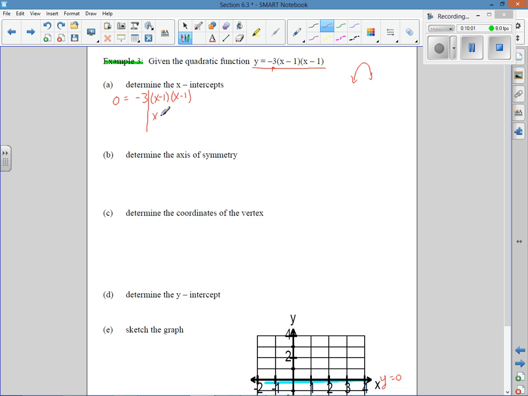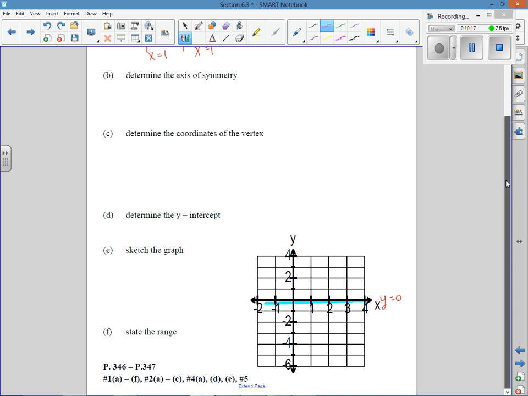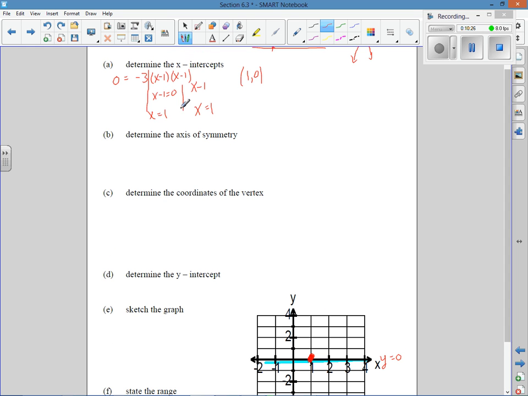We'll concentrate here. x minus 1 equals 0. And now you have the same thing again. x minus 1 equals 0. So x equals 1, x equals 1. So the x-intercept is (1, 0). So it's down here. This is going to be our x-intercept right there. There's only going to be one x-intercept. You might think up here there's two, but really it's the same number.